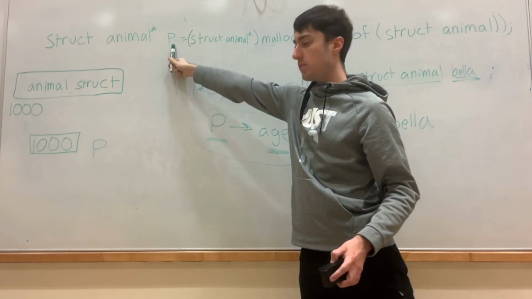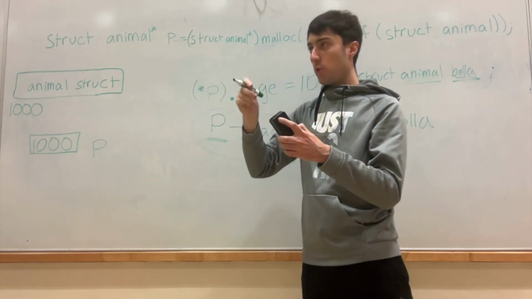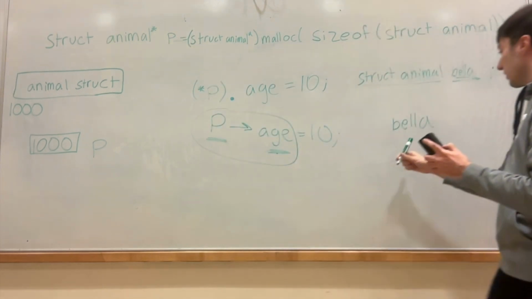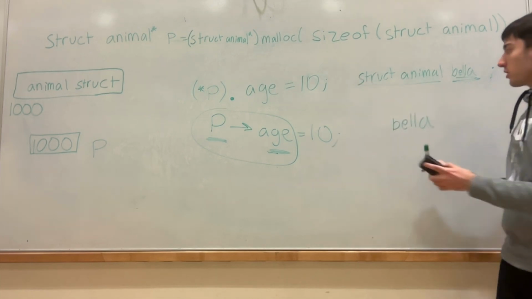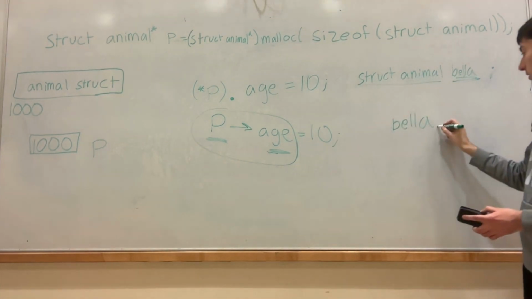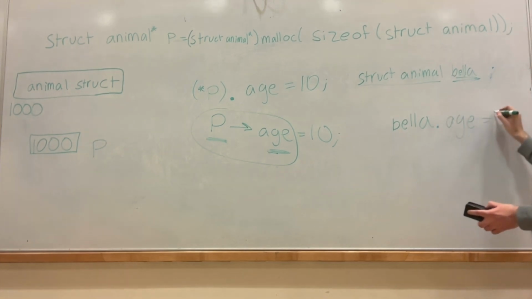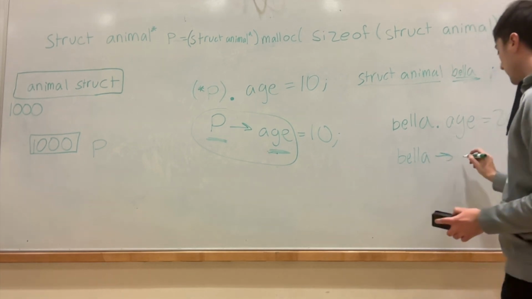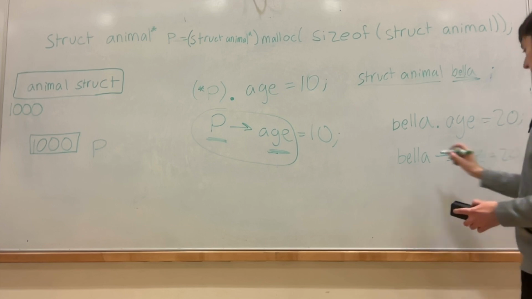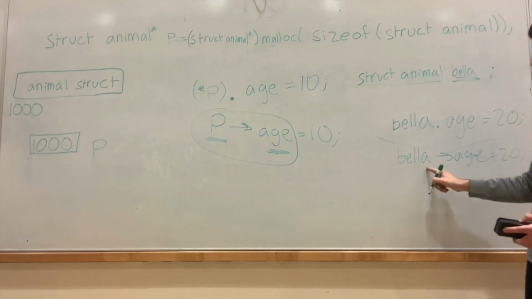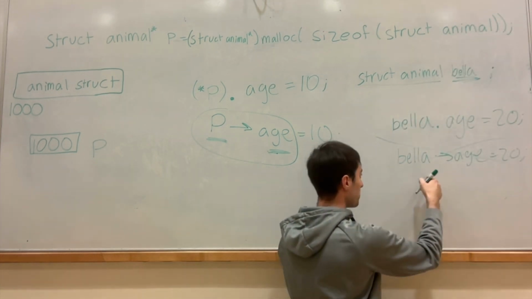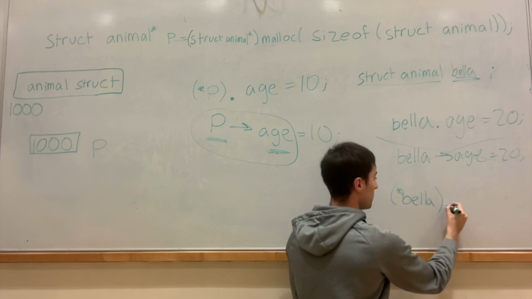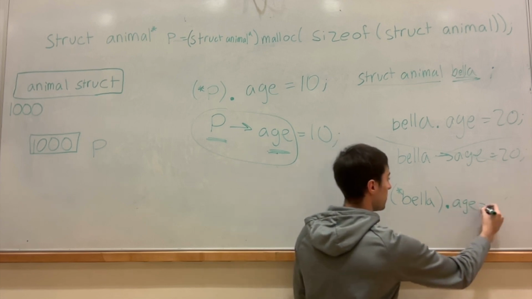Here is a pointer. This holds an address of what? Of a struct. So it does not hold the struct, it holds the address of the struct. This is the actual struct. So in our code, if we declare Bella like this, we can actually go Bella dot age equals 20. We cannot go Bella arrow age equals 20. No, because what this would mean is we are going Bella, and then we're going to dereference it, then dot age equals 20.